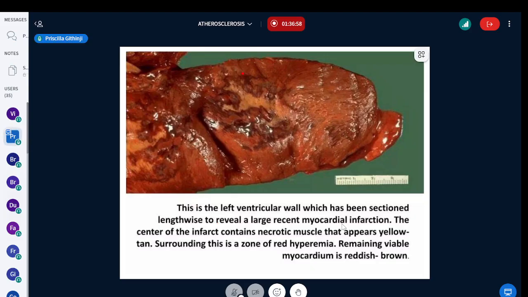So this is an image of your left ventricle wall, which has been sectioned lengthwise to reveal a large recent myocardial infarction. The center of the infarct contains necrotic muscle that appears yellow tan, and then surrounding this is a zone of red hyperemia. So this part here, I hope you can see my cursor. This is a part of the infarct even here, and then surrounding it is this normal muscle.